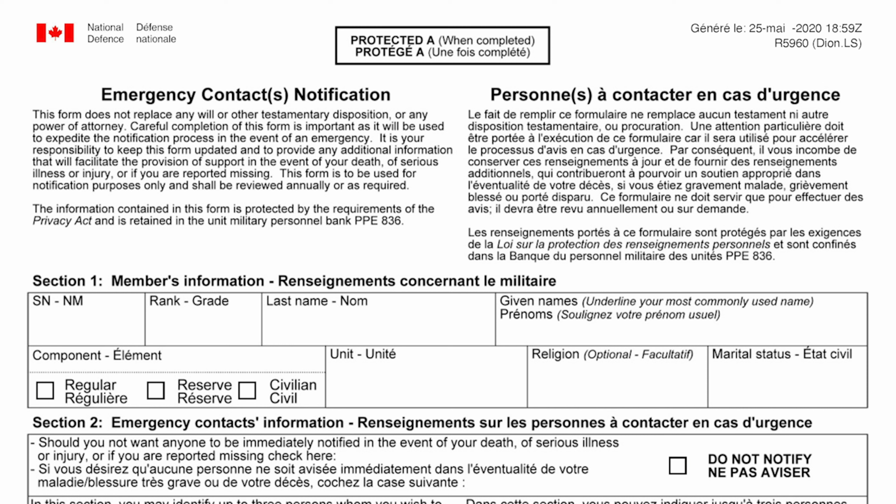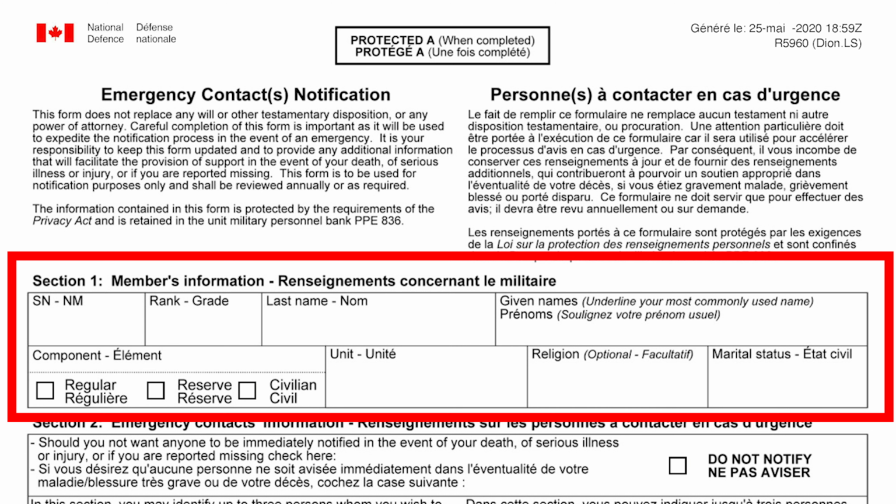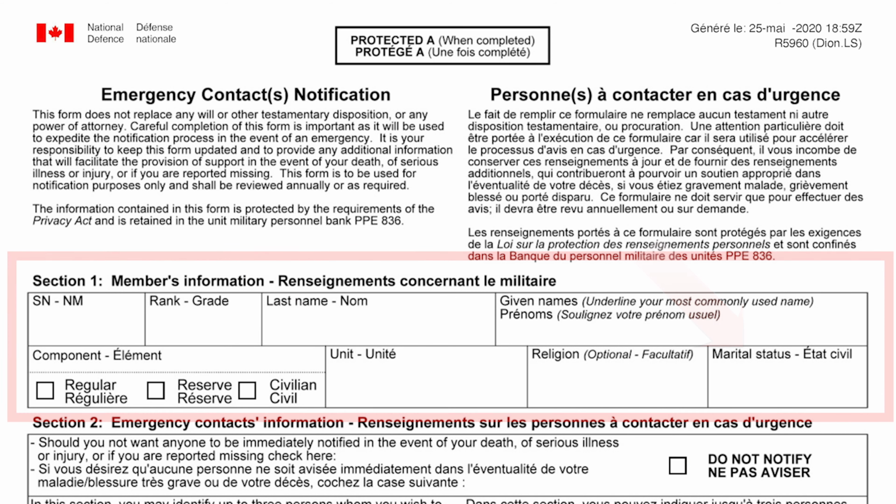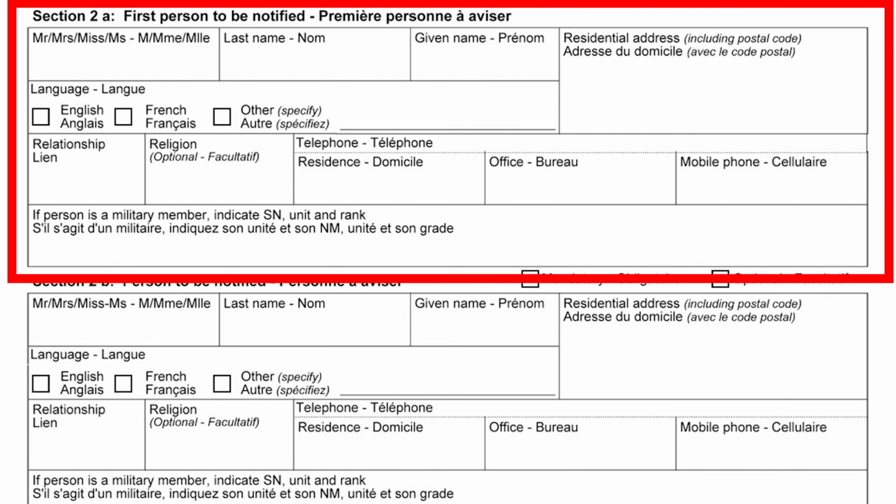Then, let's look at the CF 742 Emergency Contacts Notification. The purpose of this document is to identify the people to contact if you lose your life or are seriously ill or injured. Check the following information. In Section 1, Members Information: your service number, your surname, all your given names, the environment, the unit, your marital status. In Section 2A, First Person to be Notified: verify the information about the person you identify.